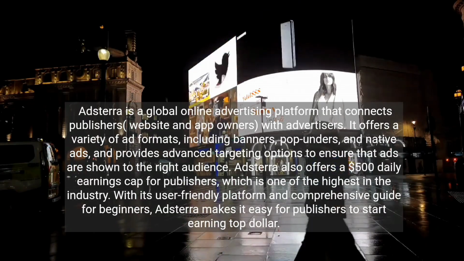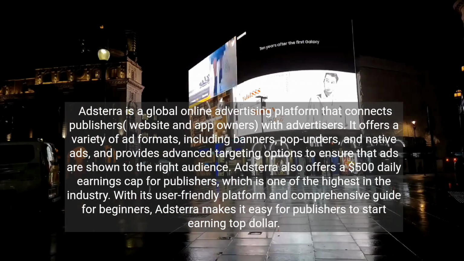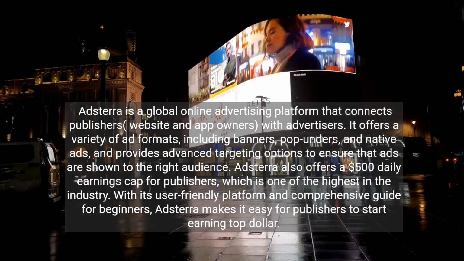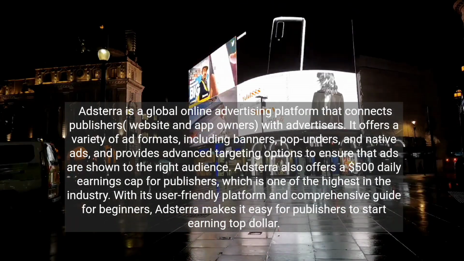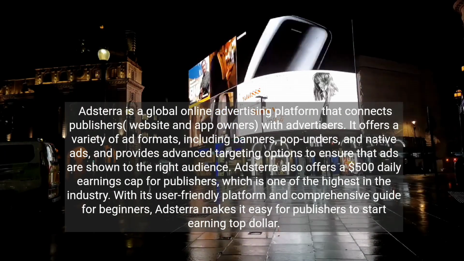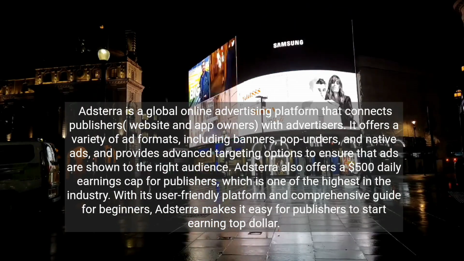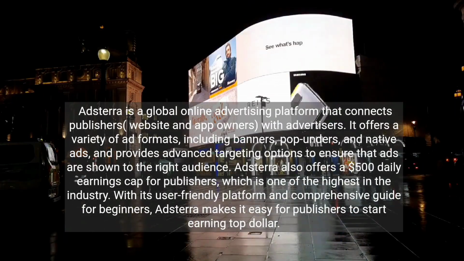Adsterra is a global online advertising platform that connects publishers, website, and app owners with advertisers. It offers a variety of ad formats, including banners, pop-unders, and native ads, and provides advanced targeting options to ensure that ads are shown to the right audience.